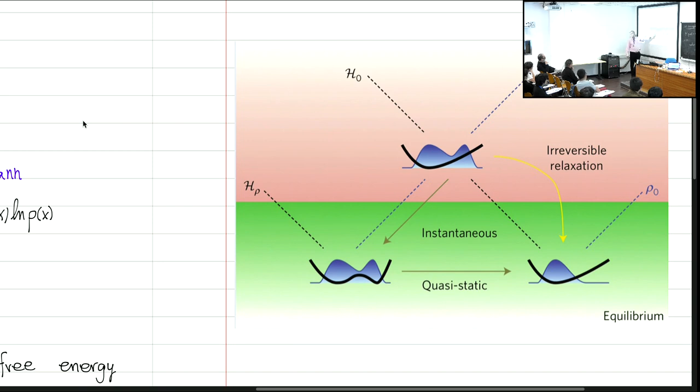It's a kind of cheap trick, because you start out of equilibrium, but immediately you put the system in equilibrium. So this is instantaneous. And then now you are in the green part of the plot, which is equilibrium. So now you can use equilibrium thermodynamics, what we have derived at the beginning of the class. So you can quasi-statically go from here to here, and then you go there. If you do that, it's easy to prove. It's so easy that I can prove it here if I have five minutes.